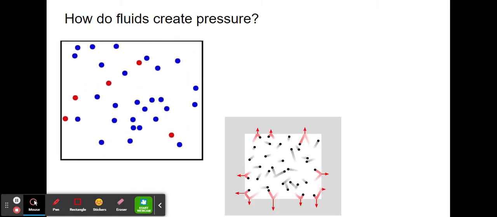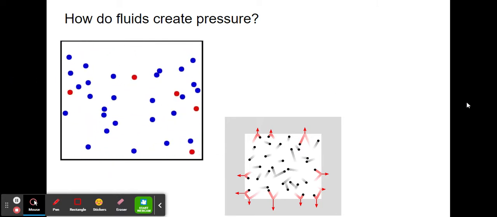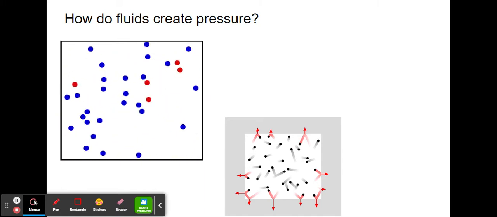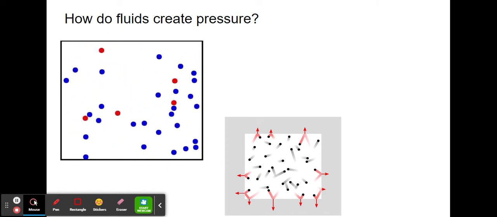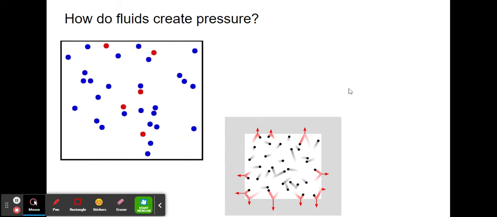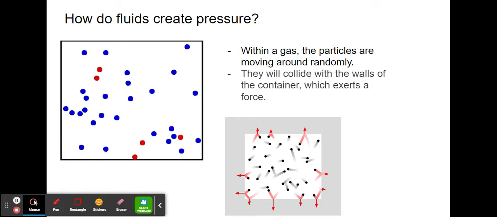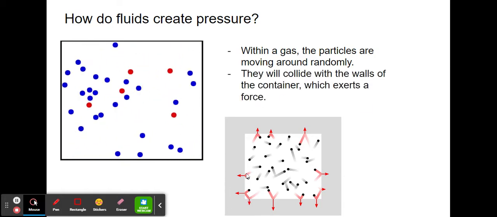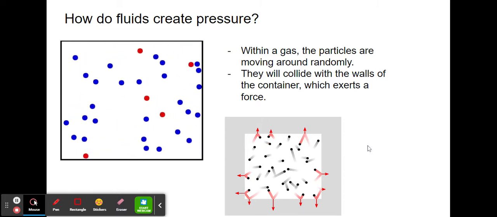How do fluids create pressure? Well, if we look at this diagram on the left here, we can see these gas particles in this case are moving around randomly. Sometimes they're colliding with each other, but more importantly, what we're interested in is when they collide with the walls of their container. So the container in this case is the box. And when they move around randomly, they collide with the walls of the container, they're going to exert a force. So if we look at this diagram here, we can see these arrows are showing the force that is being exerted on the container walls.